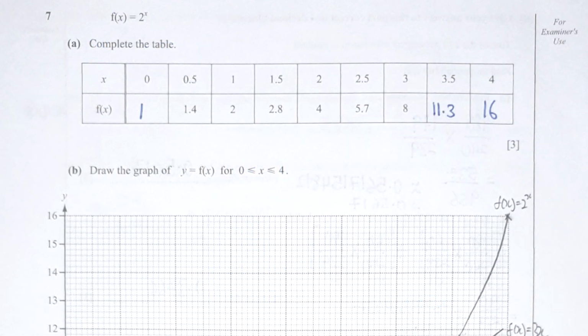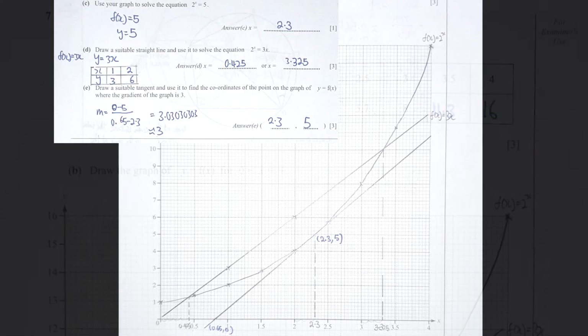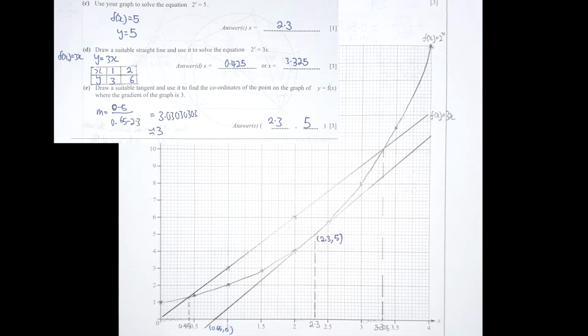As for the next part, just fill in x equals 0, 3.5 and 4 into the formula given at the top, where function f(x) equals 2 to the power of x. You will get the respective results as 1, 11.3 and 16. You then plot down the coordinates indicated in the table, and it should look something like this curve over here.